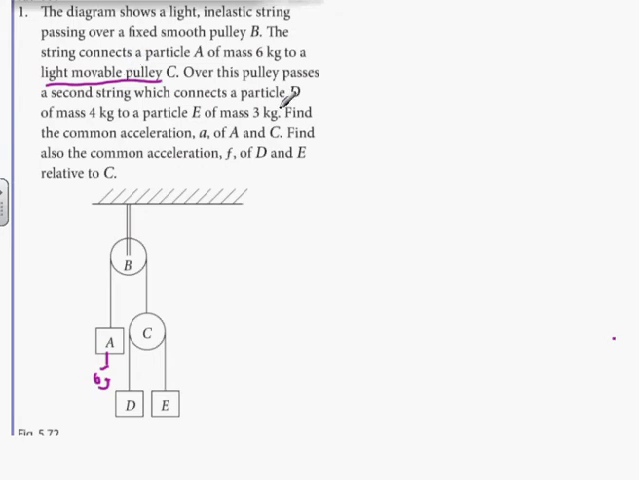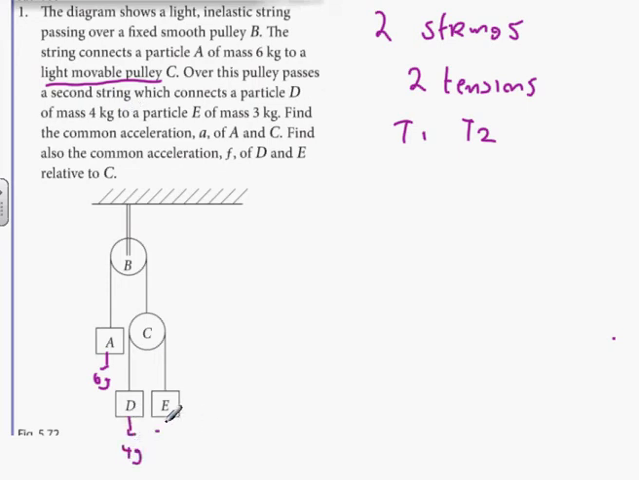Over this pulley passes a second string. A second string means you have two strings, and two different strings means two tensions. We'll go with T1 and T2 this time. Now, over the pulley passes a string which contains particle D of mass 4 kilograms. That's 4g right there. And then E, 3g.